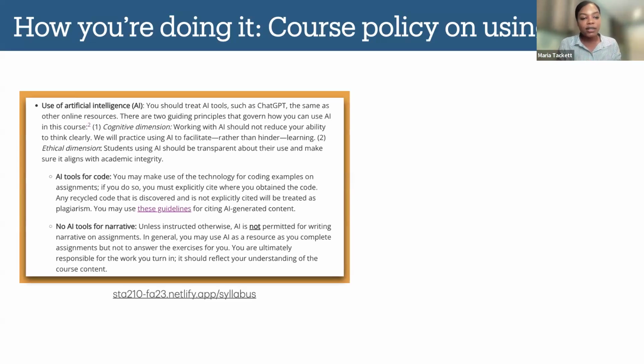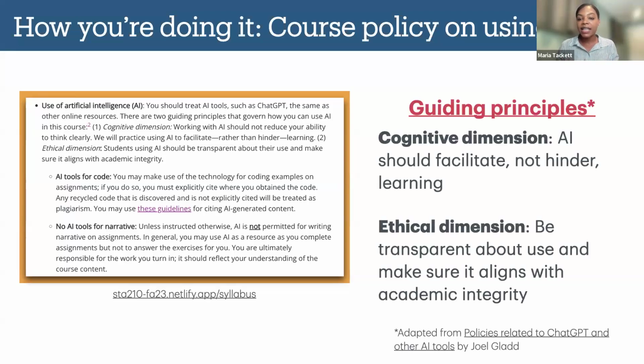You don't have to read this whole policy here, but this is a policy that I developed in collaboration with colleagues in my department on getting students to think about how they can use AI in the course. But part of the policy, and what we talk about in class, is that as they're thinking about using AI, there are really two different dimensions in which they should consider using the tool. And these were adapted from a document written by Joel Glad.